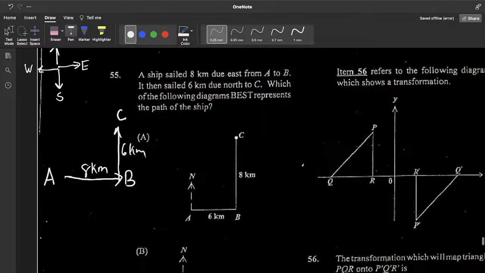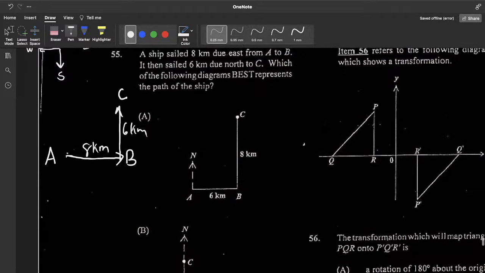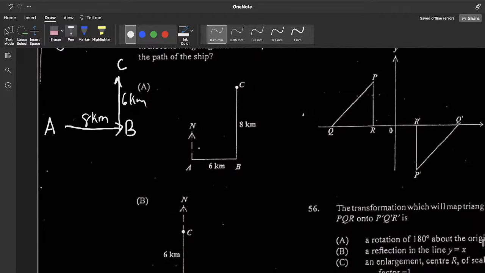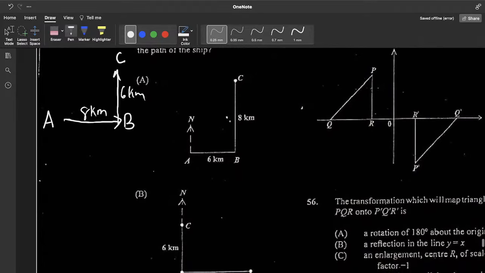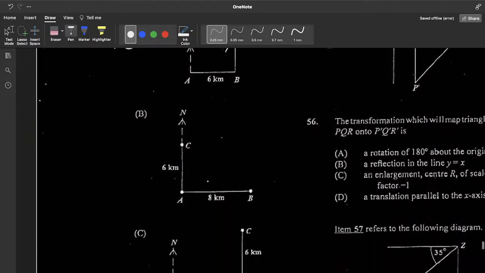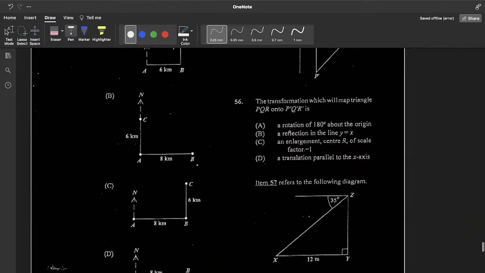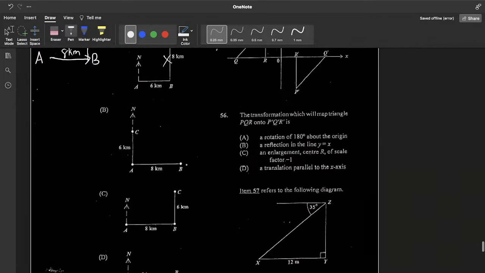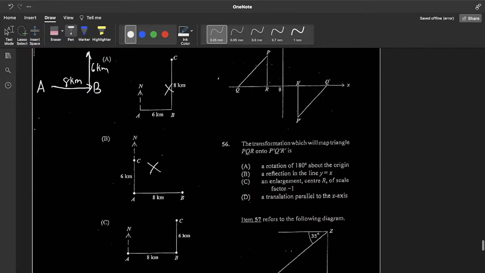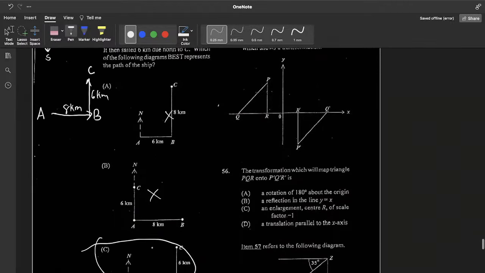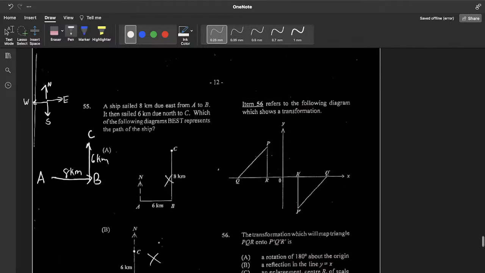So I'm looking for something that can remind me of this. So if I'm looking at this, it does not match with my diagram. Neither does this one here. Now this here matches with my diagram, because we're going due east 8 kilometers and then we're going up 6. All right, so that's going to be our answer for that one.